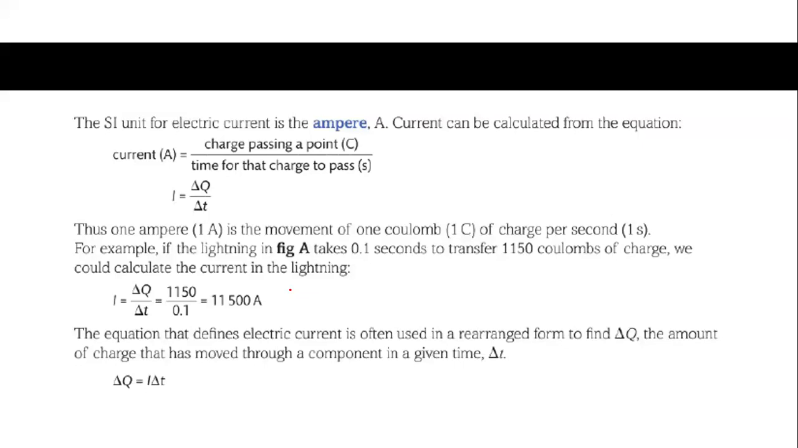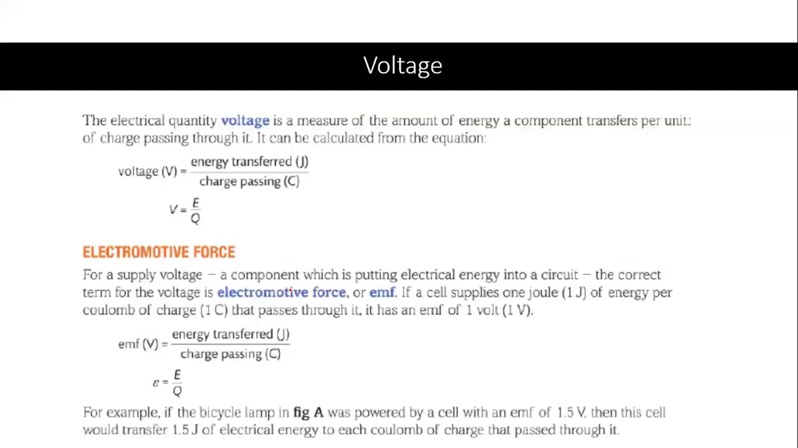So the definition is that it is going to be the rate of flow of charged particles. Okay, so this is what current is.